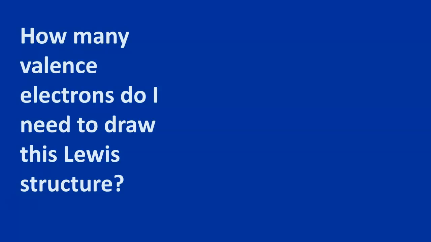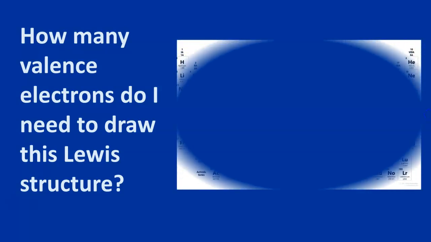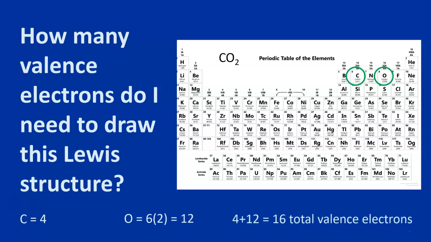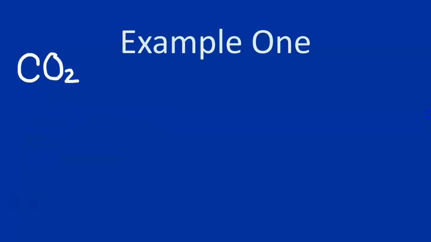So let's do another one. How many valence electrons do I need to draw this Lewis structure? Well, we're going to go back to our periodic table, and we're going to concentrate on the CO2. Now, if you look, your C, which is your carbon, is going to be in group 4, and your oxygen is in group 6. That means we need 4 valence electrons for our carbon, and we need 6 valence electrons for our oxygen, but there are 2 of them. So we have to multiply 6 by 2. That gives us 12. We're going to add 4 and 12 together. That means we need 16 total valence electrons in order for our Lewis structure to be correct.